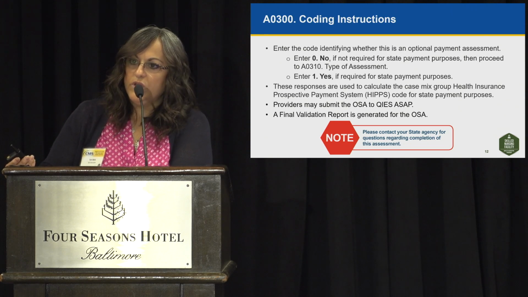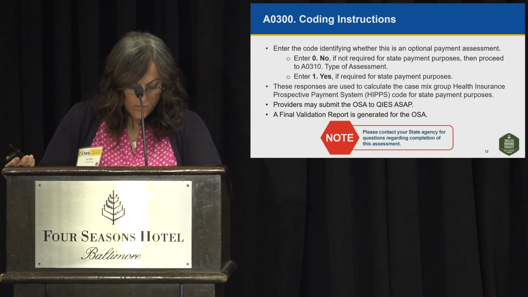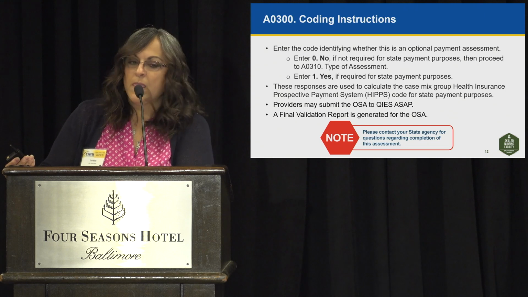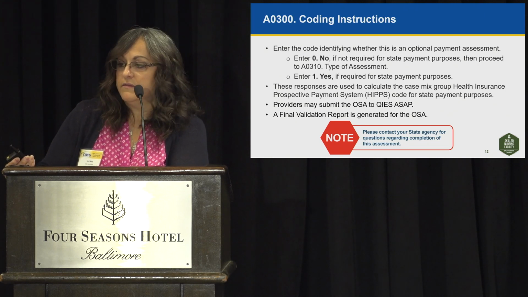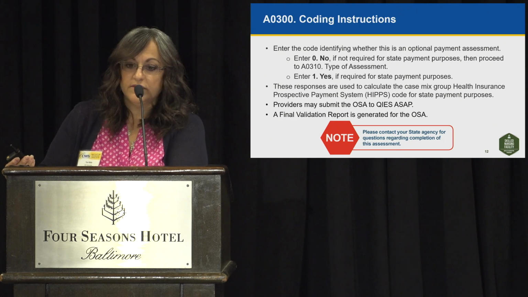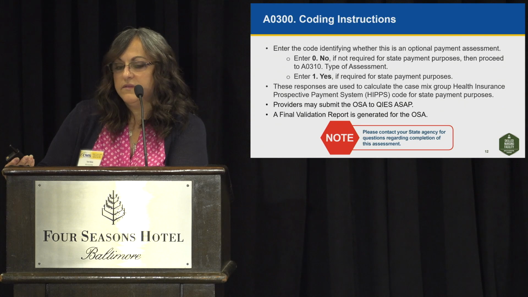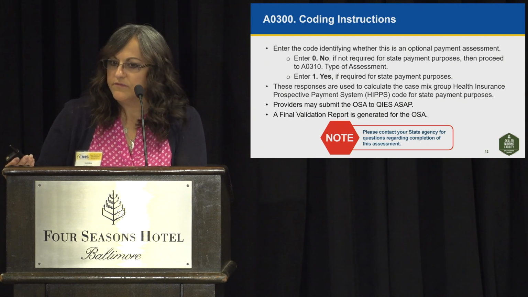And when you enter all of the information into the OSA, it's going to help calculate the HIPPS code for state payment purposes. If you don't know if your state is going to be using the OSA, you might want to talk to your state agency. If you already know that your state is going to be using the OSA, you need to contact them to talk to them about the completion requirements for the OSA.